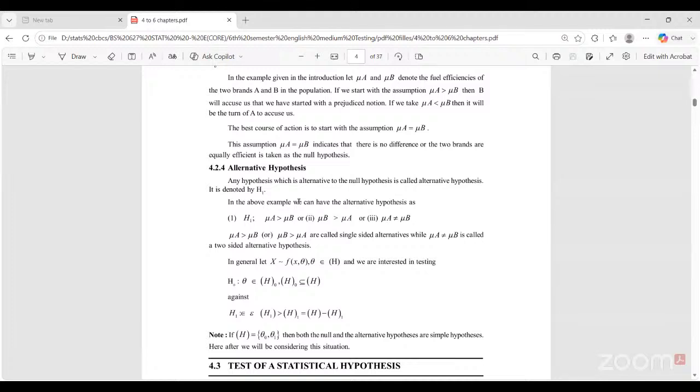Any hypothesis which is alternative to the null hypothesis is called the alternative hypothesis. This is called H1. H1 is equal to mu A greater than mu B, or mu B greater than mu A, or mu A not equal to mu B.